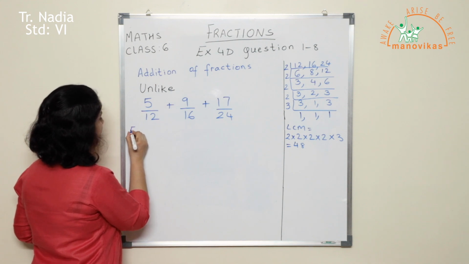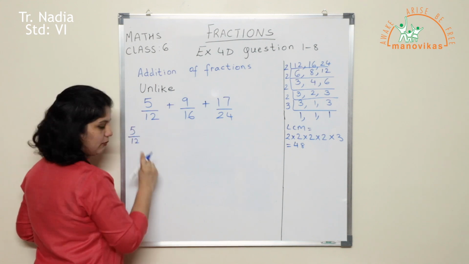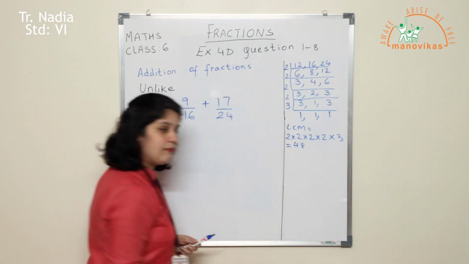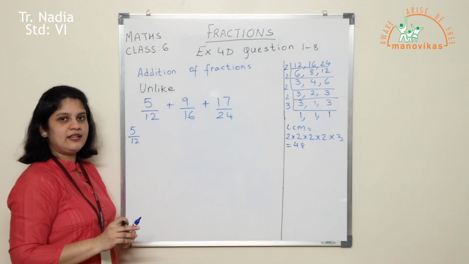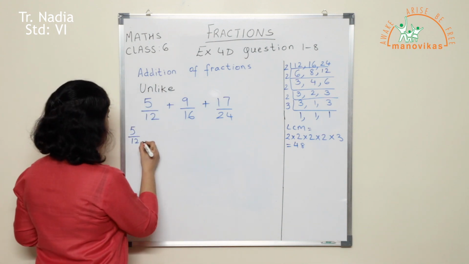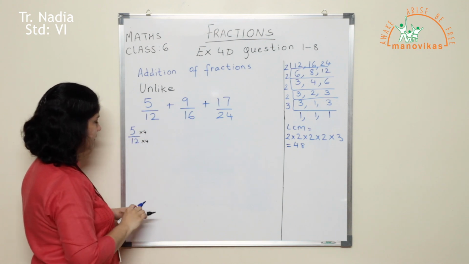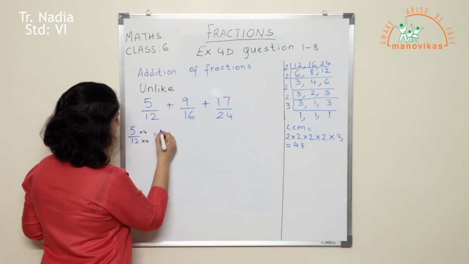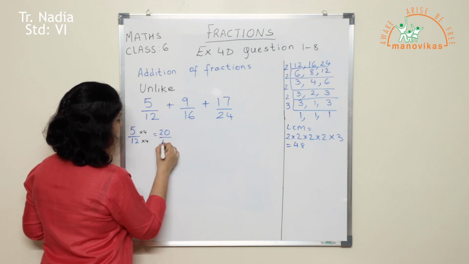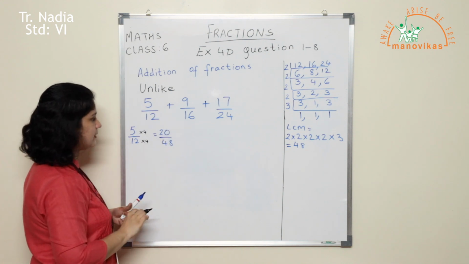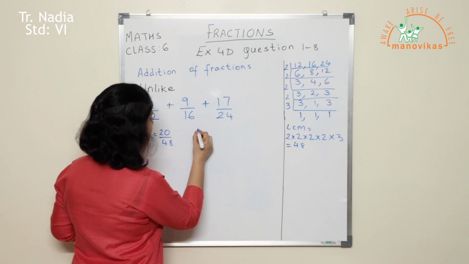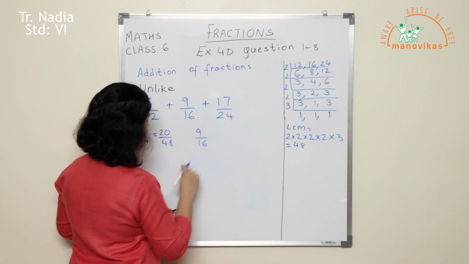Let's begin with the first fraction. 5 upon 12. 12 multiplied by what will give me 48? 12 4s are 48. So 12 multiplied by 4, same thing you'll do in the numerator. So this fraction becomes 5 4s are 20, 12 4s are 48. Let's take the second one, 9 upon 16.